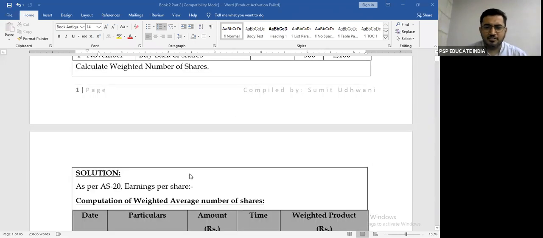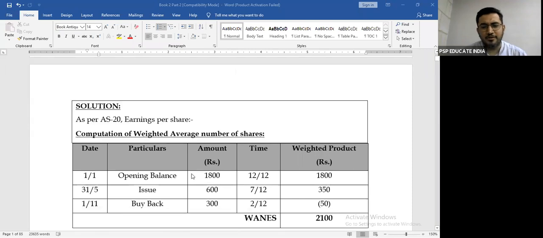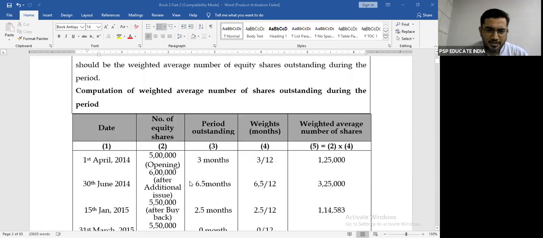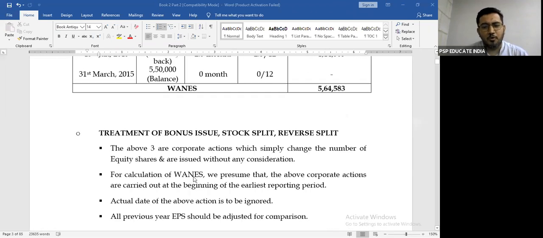After that, we understood how to calculate WANES. You will always understand for how much time these shares remained in the business. Then we did treatment of bonus, stock split, reverse stock split. For all these three corporate actions, you will always take the earliest reporting period, and the actual date for the above actions will be ignored. All previous EPS will also be adjusted for comparison.